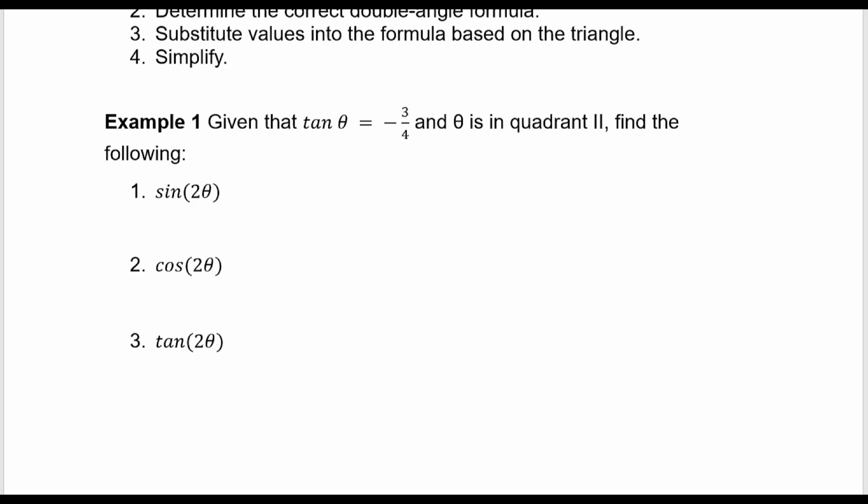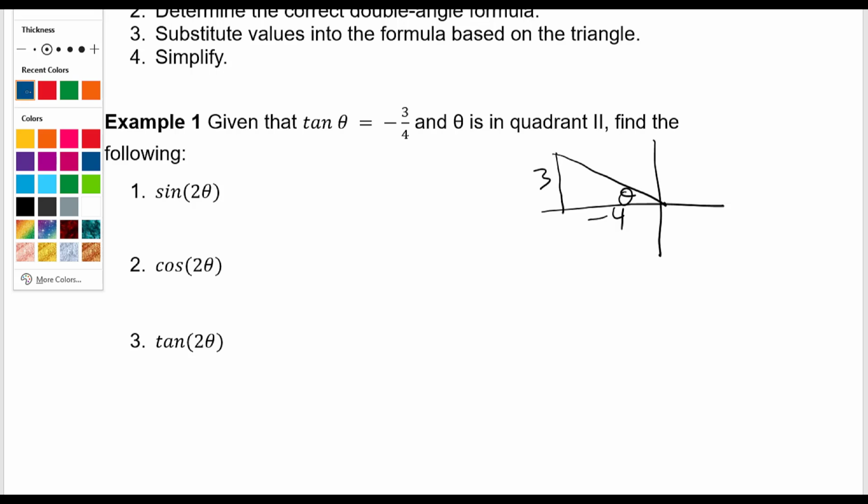So in this first one, we have tangent of theta is negative 3/4 and theta is in quadrant 2. So I'm going to draw a triangle. Quadrant 2, it's not drawn to scale. So here's the theta, quadrant 2, so x is negative, y is positive. Tangent is opposite over adjacent, so it's going to be 3 over negative 4.